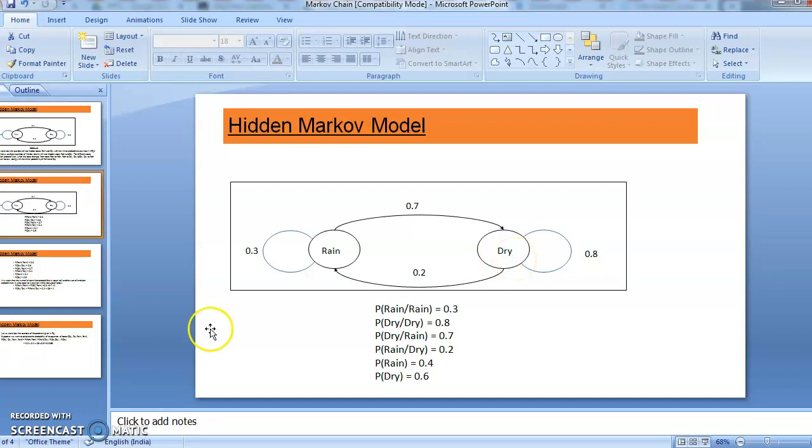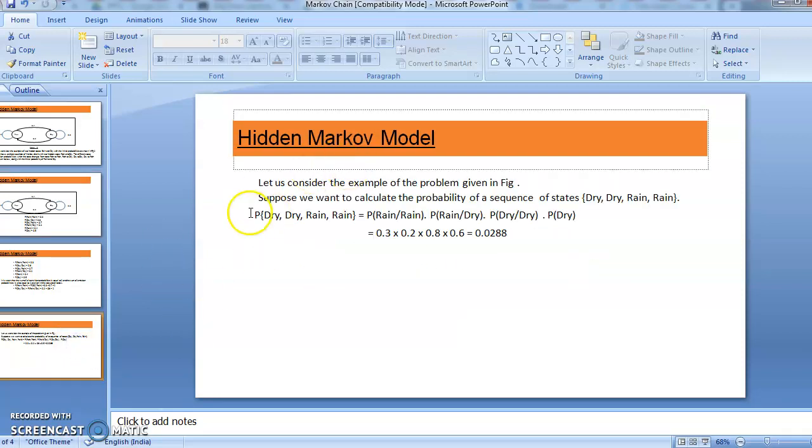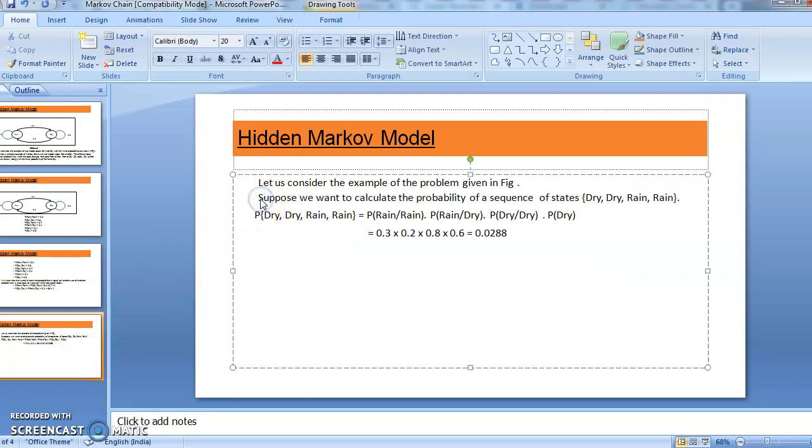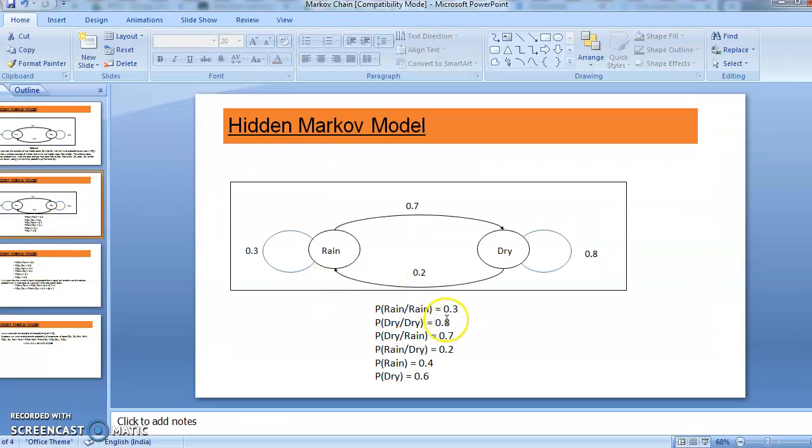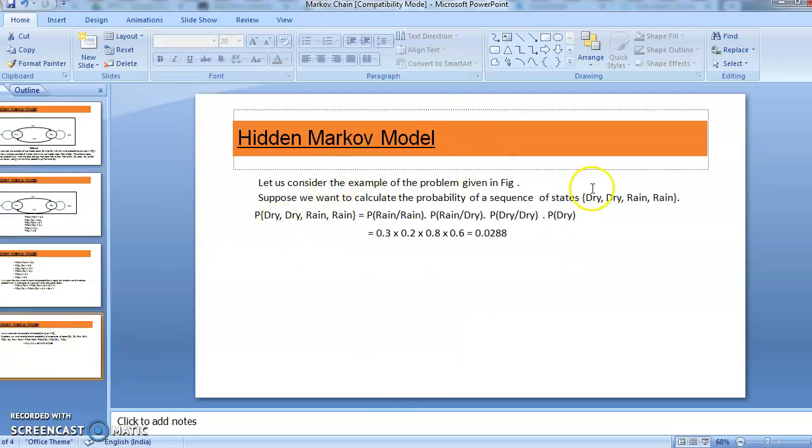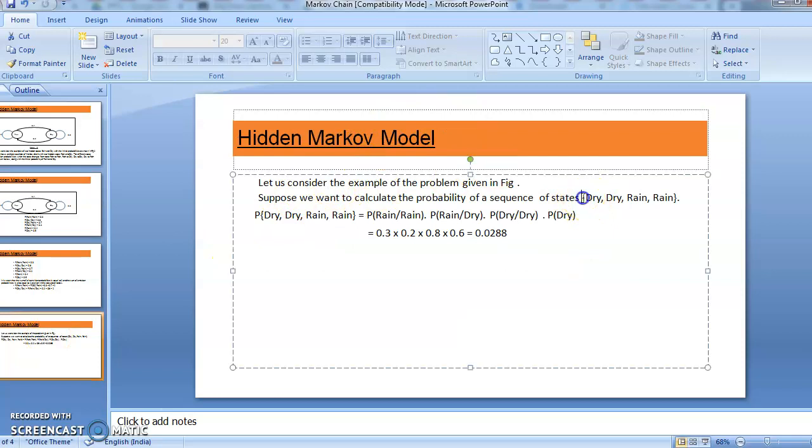Now what is the problem? The problem is very simple. Suppose in your exam such a Markov chain is provided to you, and you have to note down the initial probabilities if they are not given. You have to find the probability for some sequence. Just see the example of what they have asked us. Suppose we want to calculate the probability of a sequence of states.